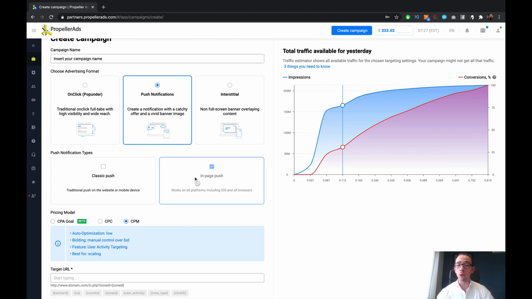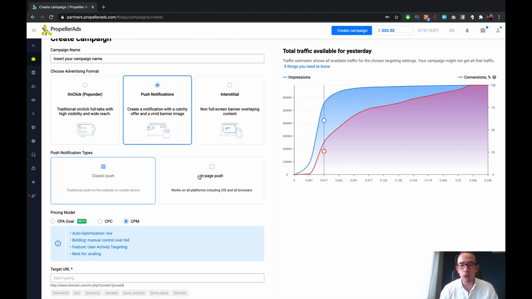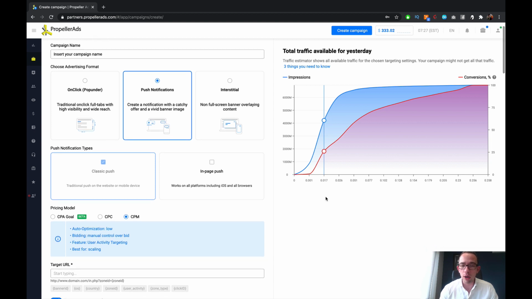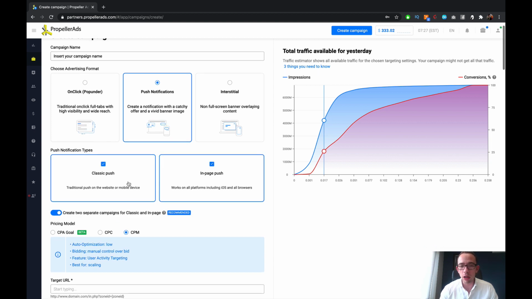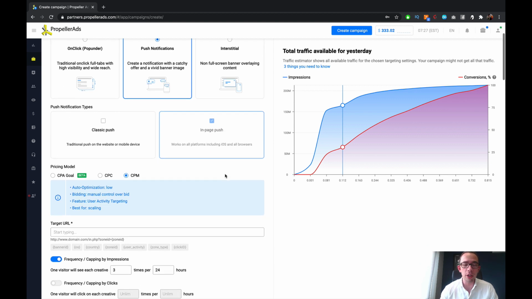Before, when in-page push, it's not that old as a format, just came out, in-page push was a lot higher quality, but also a lot more expensive. We're looking here at the average recommended rate of 11 cents, and on classic push, we're looking at 17 cents, so quite a bit higher. So, all right, sorry, my bad, it's 1 cent, quite a bit lower. Did I read that correctly? Yeah, so 11 cents. So this is 10 times more expensive. So it is still the same, right? We can assume in-page push has higher quality.